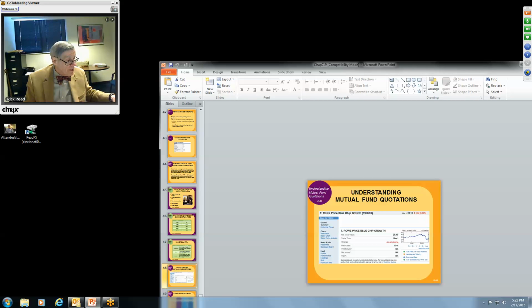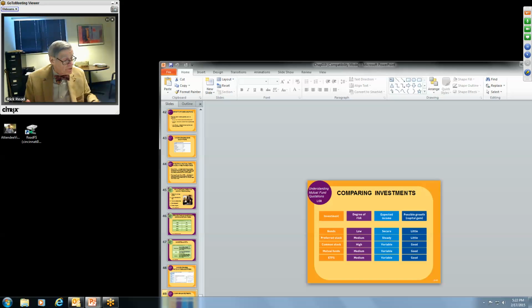Mutual fund quotations, you can see this in your text on page 541, 19.7. T. Rowe Price, blue chip company. It's a very large mutual fund company that has been around since 1938. And this is a way we can do some comparison of investments. You can see this in figure 19.8, again on page 541, looking at your investment, degree of risk, expected income, and then possible growth or capital gain.